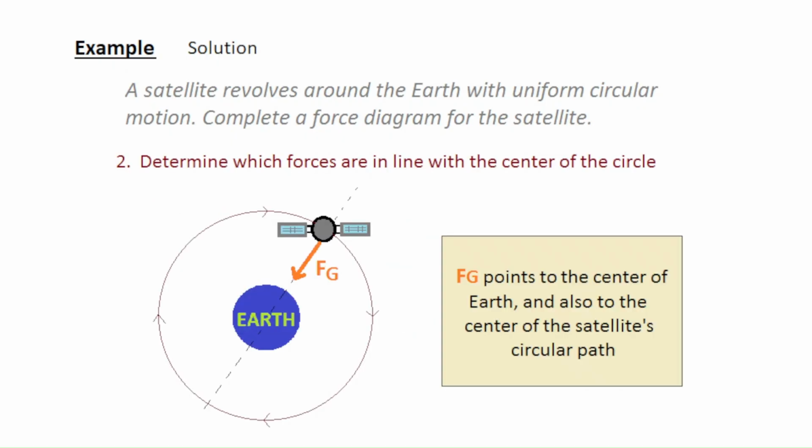Step 2, let's determine which forces are in line with the center of the circle. The center of this satellite's circular path is the center of Earth. I'm putting in this dotted reference line that connects the satellite to that point. You don't have to draw this line. It's just a visual to show you that the force of gravity is on a line connected to center and will appear in my Fc equation. This force is why the satellite is able to turn. If there were any forces up here away from center, they would appear in my equation too. I just don't have any for this particular scenario.